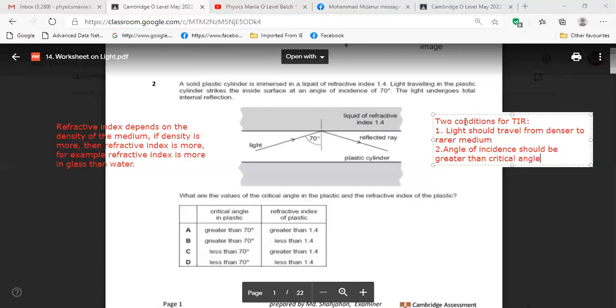Sir, can you repeat what you said? Yeah, this one. Critical angle in plastic is greater than 70 degree or less than 70 degree. Which one will you choose? Sir, greater than 70? Why greater than 70?